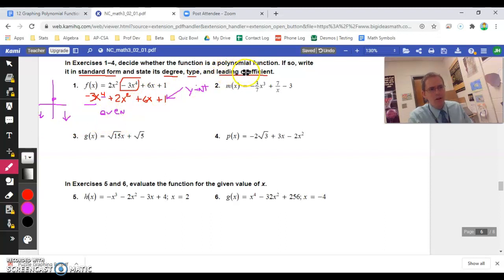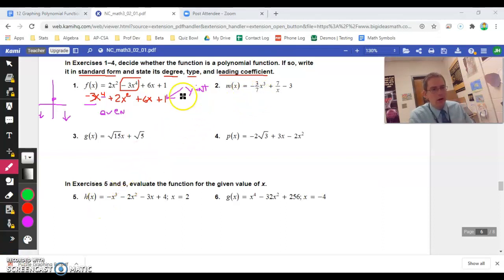And then a leading coefficient, we've already identified that, so that's everything we had. I'll give you a second to try. Why don't you pause your video and try 2 to 4, and we'll go over the answers to them in just a second.